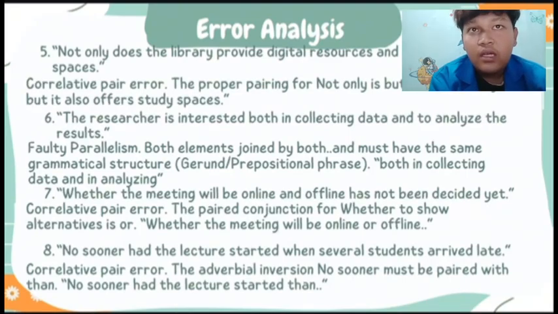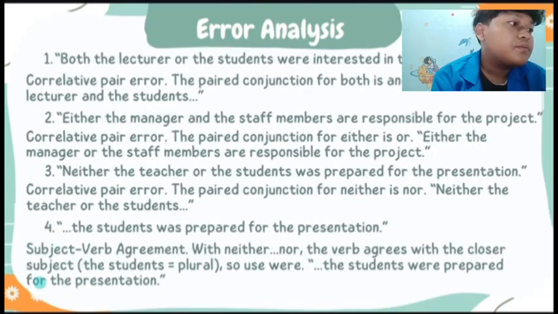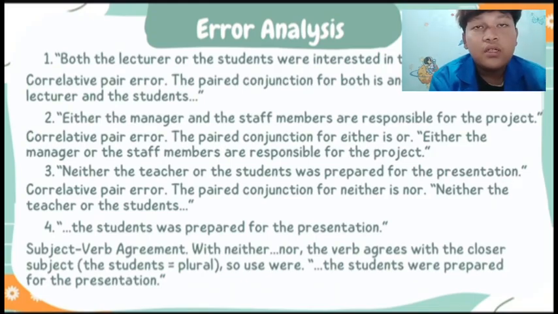The second, either the manager and the staff member are responsible for the project. Sorry, either the manager and the staff member are responsible for the project. Correlative pair error. The pair conjunction for either is or, so it should be either the manager or the staff members are responsible for the project.